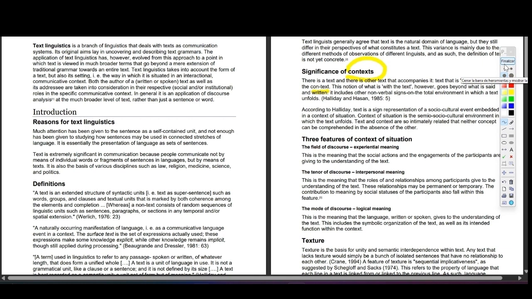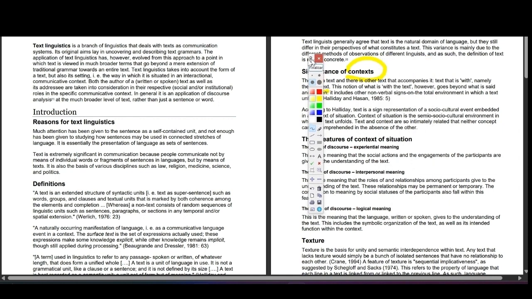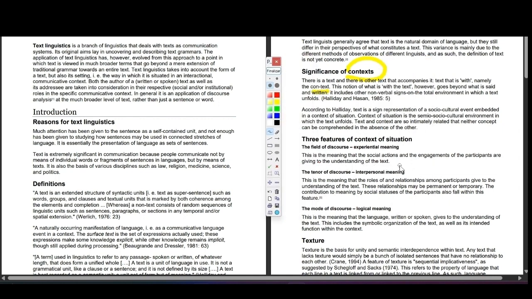And we can find three features of context of situation. For example, the field of discourse would be the experiential meaning. This is the meaning that the social action and engagement of participants give to the understanding of the text. Then we have the tenor of discourse. This is the interpersonal meaning. So this is the meaning that the roles of a relationship among participants give to the understanding of the text. This relationship may be permanent or temporary.